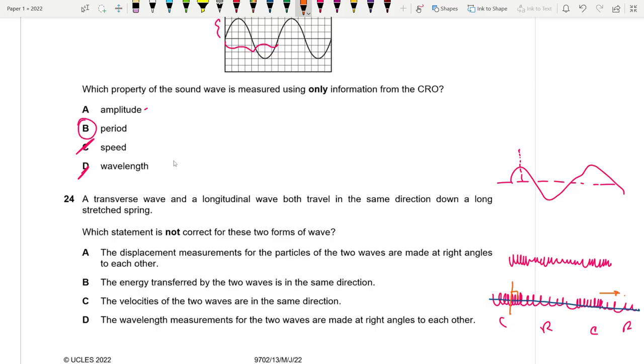D. The wavelength measured for the two waves are made at right angles to each other. Not really, not really. Look at this. For the transverse wave, we do it like this. Okay, we do it like this. From one crest to another crest, okay? For the longitudinal wave, it is also from one compression to another compression. So they are not at right angles to each other, okay? They are parallel to each other. That is why D is wrong. It was tricky in a sense, yeah?